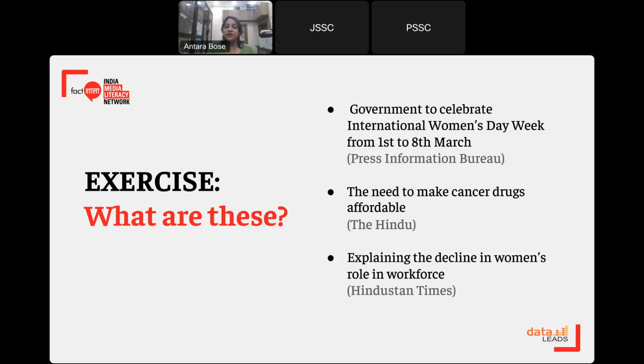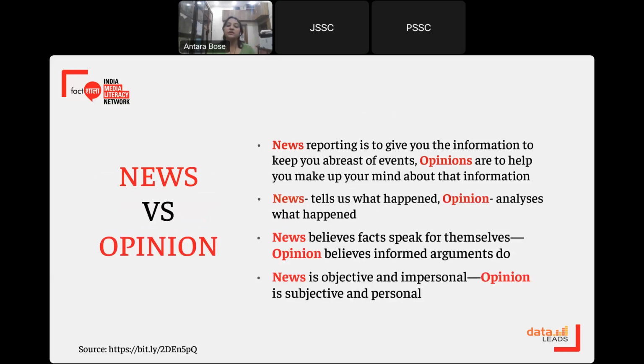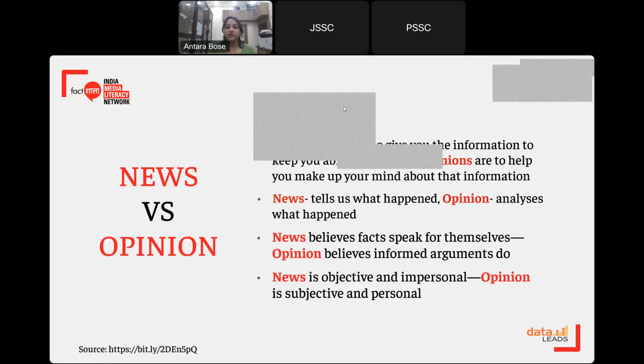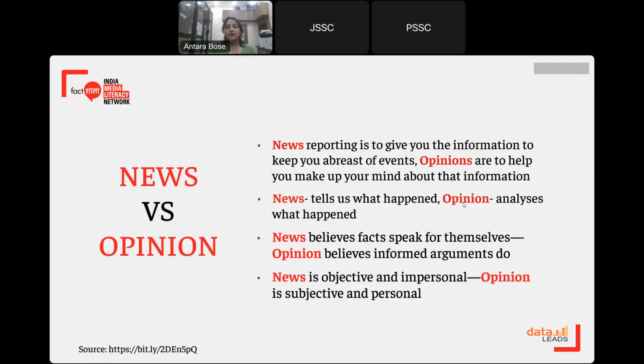The need to make cancer drugs affordable is an opinion. Explaining the decline in women's role in workforce is again news. Now, the difference between the two is that news reporting is to give you the information and to keep you abreast of what is happening around you. Opinions are there to help you make up your mind about that information. News tells you what happened, opinion analyzes what happened.